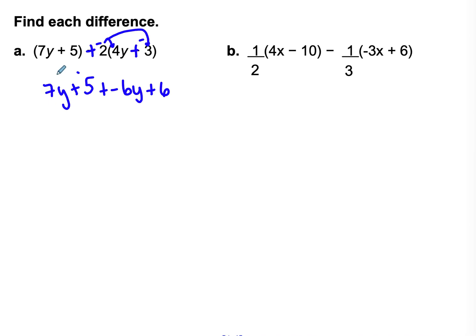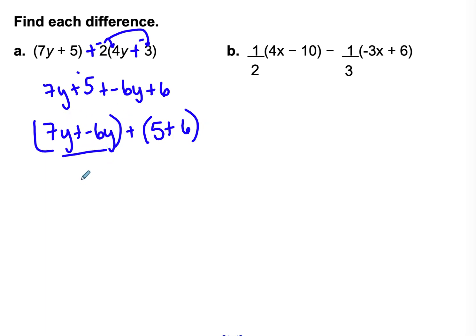Okay, so when I multiply by that negative number, notice that my positive number became a negative and my negative became a positive. All right, now I'm going to combine my like terms. 7y plus negative 6y are like terms. 5 and 6 are like terms. 7y plus negative 6y is just positive 1y. And then 5 plus 6 is 11. So y plus 11 is my answer.